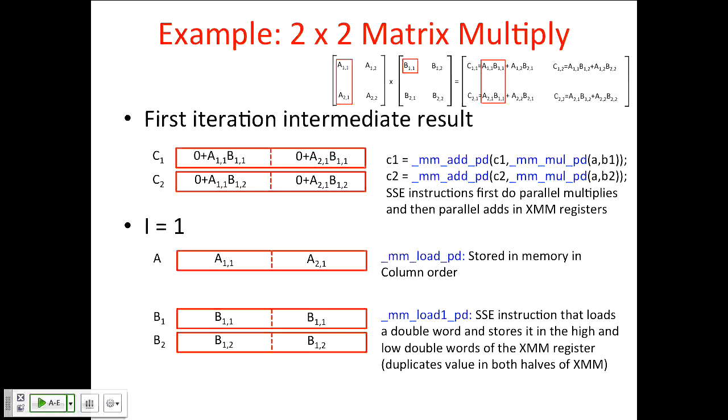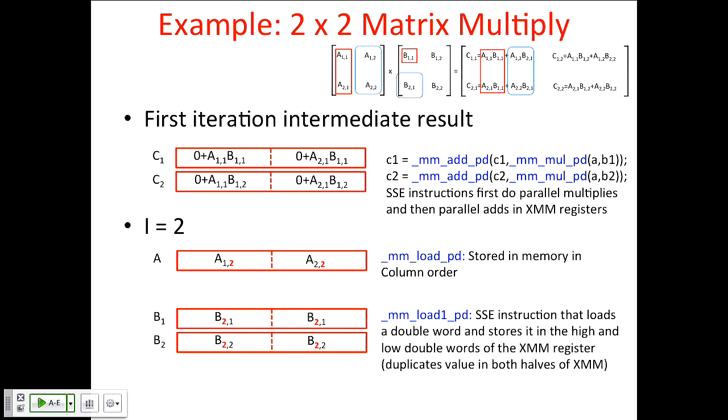Then we get the next one, this one here, and multiply that by the next two. This loads the other parts of B. Again, we're just loading the same value into both halves. So this one and this one, and then we compute this sum here, as well as doing it over there. Then we're kind of done, or we just keep going into the next iteration.